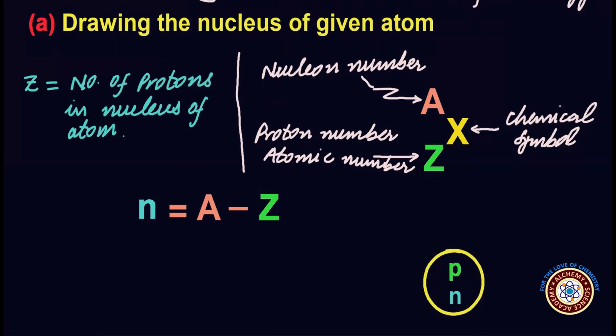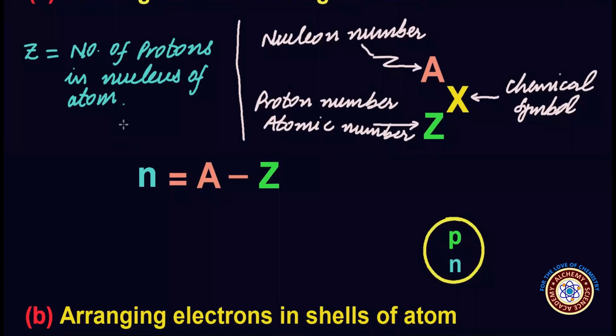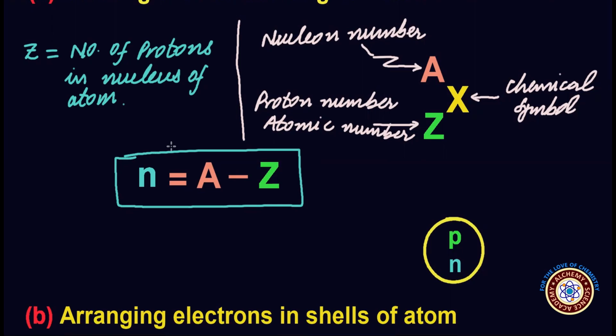Now in order to calculate the number of neutrons in the nucleus of the given atom, we use this formula. We know that mass number is the sum of the number of neutrons and the number of protons in the nucleus, but if we subtract the number of protons from the mass number, we get the number of neutrons for that particular atom. This N here represents the number of neutrons, whereas this A is the nucleon number, as already has been said.